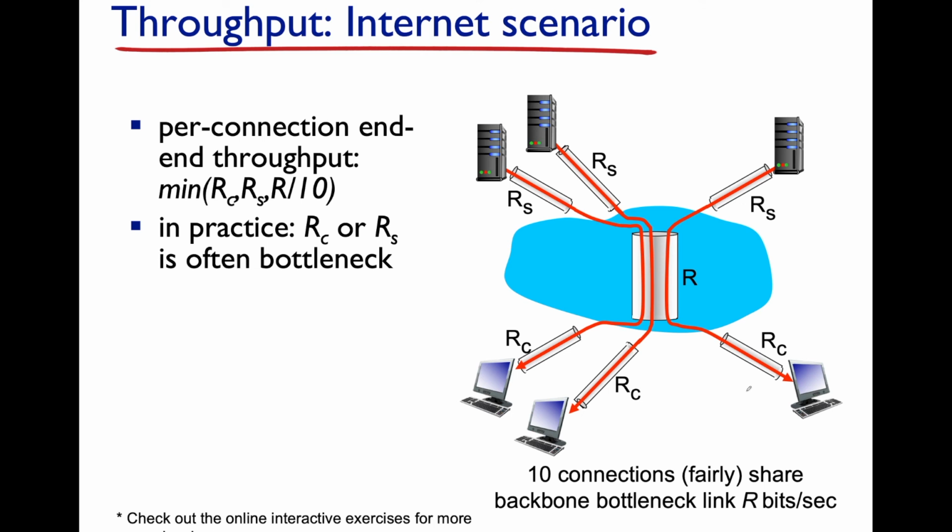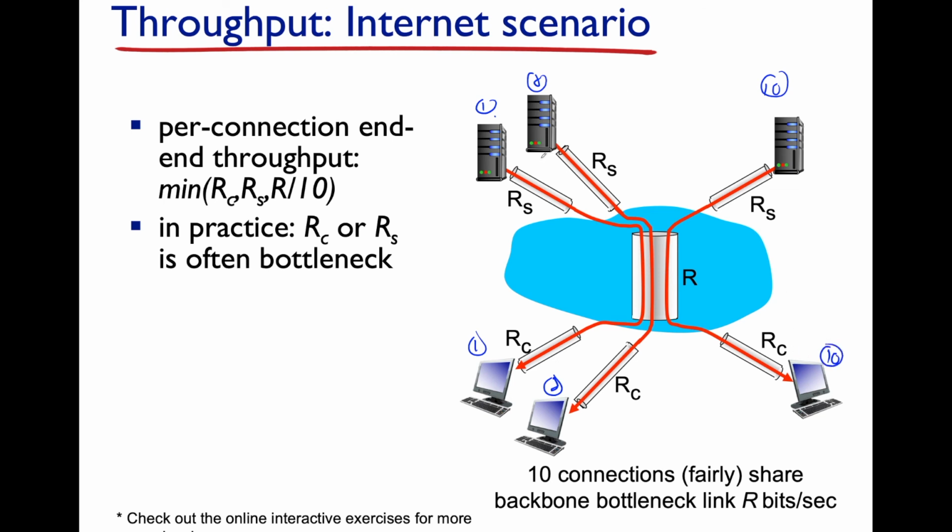Let's say you have connection links on the server side of R sub S, and you have 10 such servers, and you have a big link here for the internet pipe of bandwidth R, and it's really, really big. It's so big, you're not really concerned about it, but it's really huge. And let's say you also have R sub C is the bandwidth of the links to the client side. Now, if you want to look at the per connection end-to-end throughput, so let's say the first server is streaming data to the first client, the second server is streaming data to the second client, and the 10th server is streaming data to the 10th client, for example.